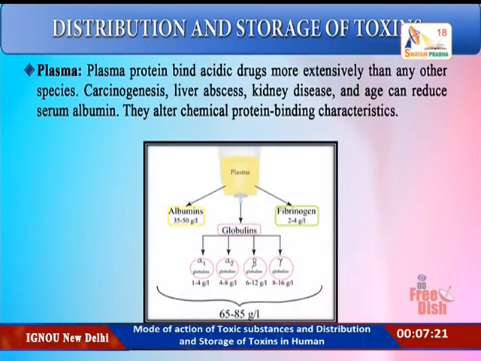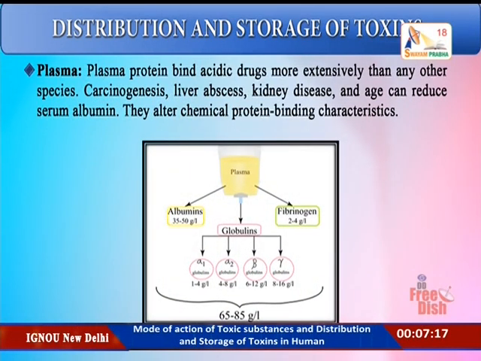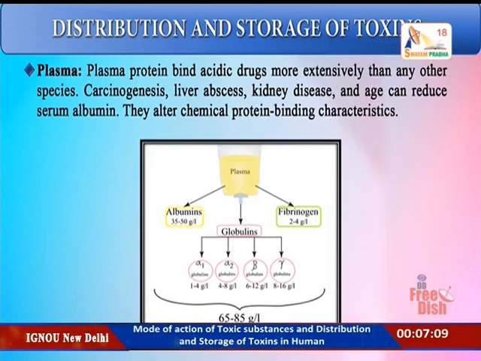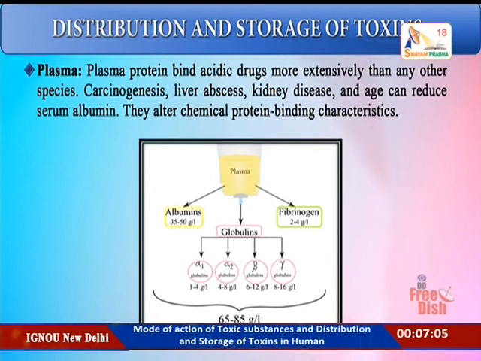Plasma. So plasma protein will bind the acidic drugs more extensively than any other species. Carcinogenesis, liver abscess, kidney disease and age are all factors which can reduce the serum albumin. They alter the chemical protein binding characteristics.